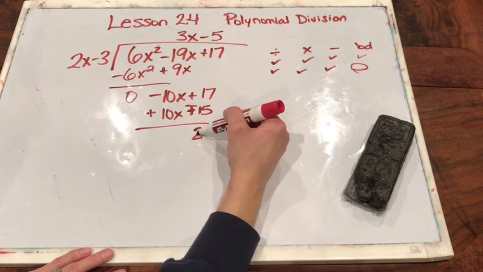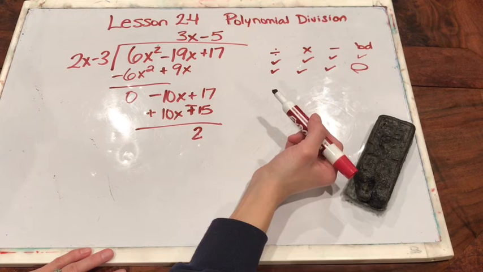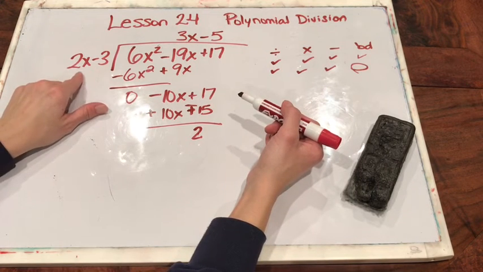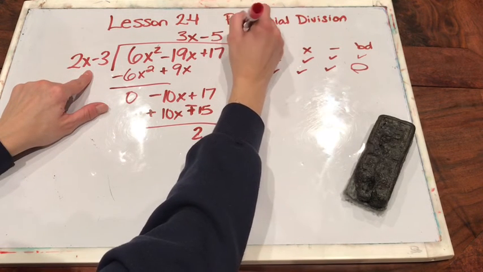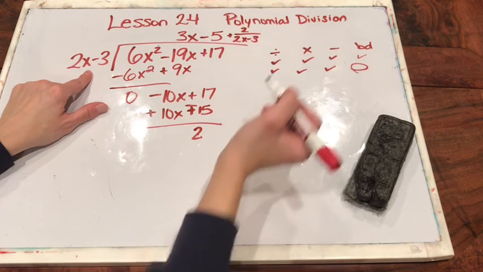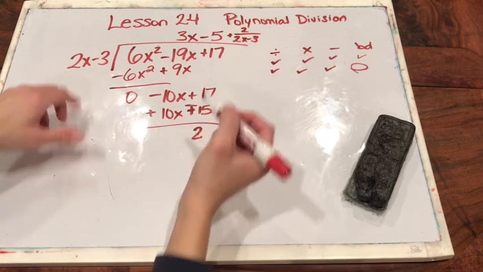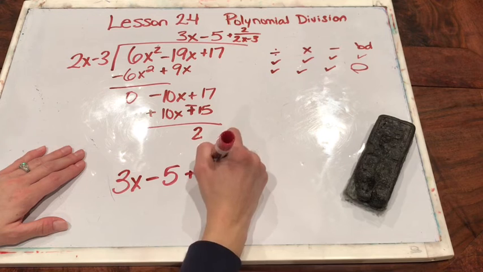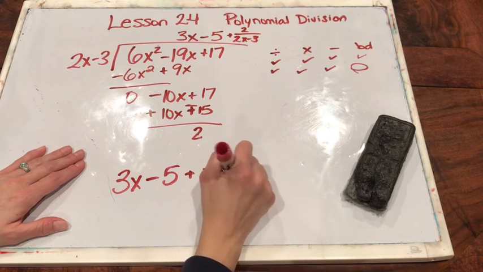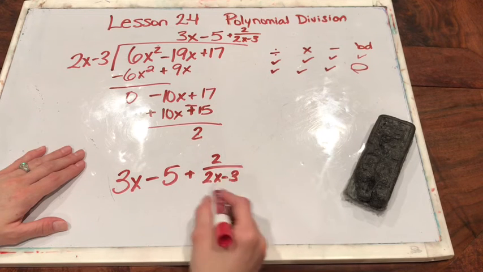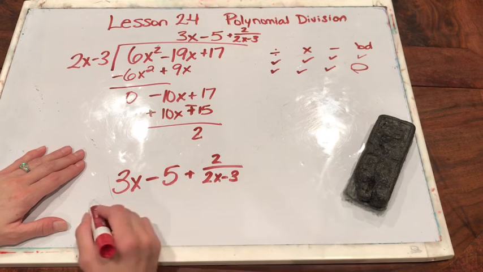What do I do with this 2? Remember how I said before, you make it a fraction. But what fraction do I use? This is really ugly. This is your denominator. That's what you were dividing by. So you have 2 left, but you need to divide it by 2x minus 3. So you leave it in this form. Now this will be a little bit harder for you to multiply and check, but I promise you can do it. So you would write your answer like this, 3x minus 5 plus this fraction of 2 over 2x minus 3.